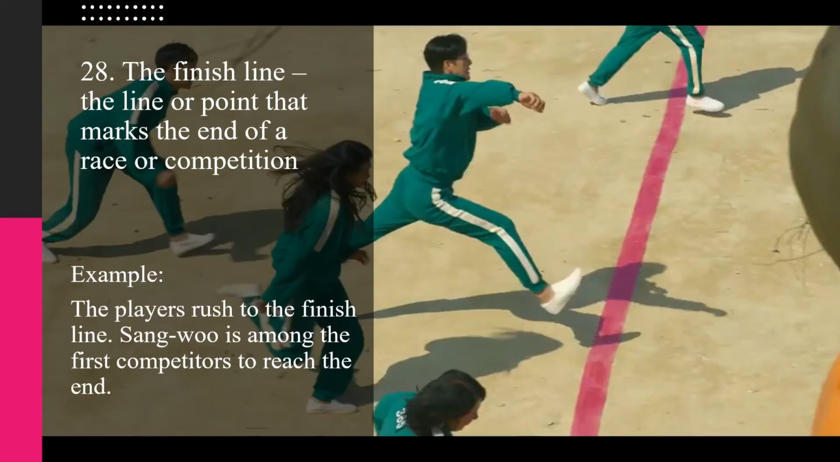28. The finish line: the line or point that marks the end of a race or competition. Example. The players rush to the finish line. Sang-woo is among the first competitors to reach the end. So there you see Sang-woo completing the race.